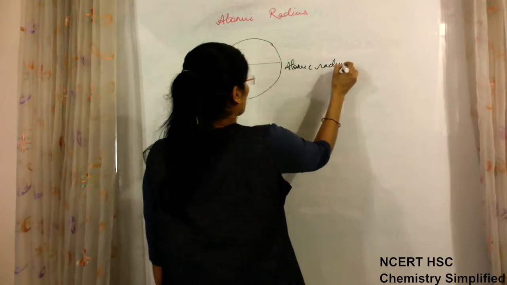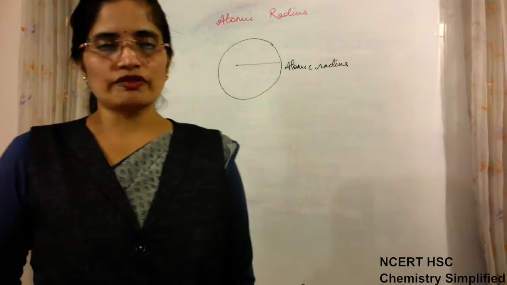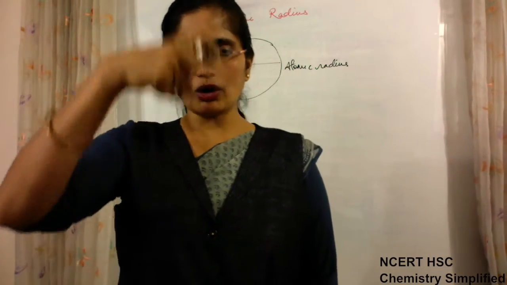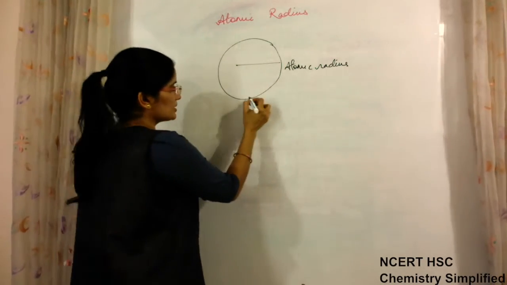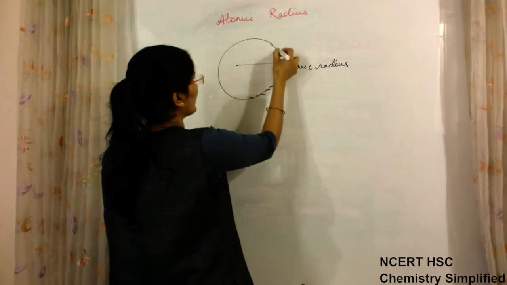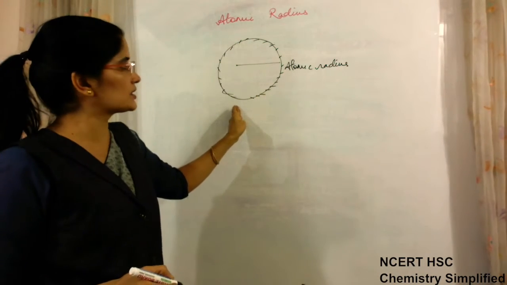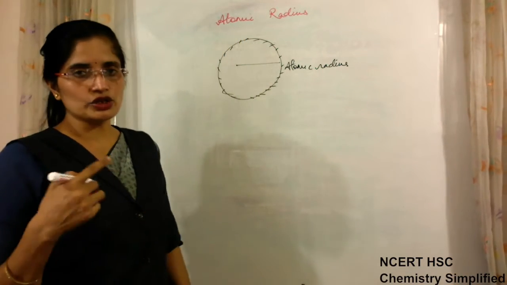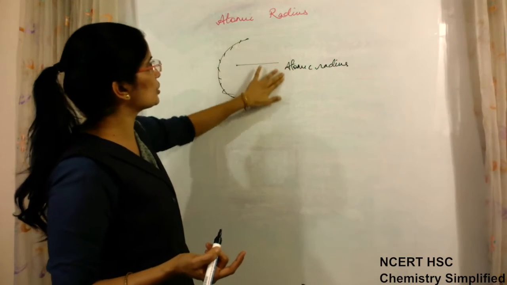But atomic radius is not as simple as the radius of a circle, because a circle has well-defined boundaries. We draw a circle, it has a well-defined outer boundary. But this boundary is not well-defined in case of an atom, because an atom does not have circle lines like this. In case of an atom, there is no such line.